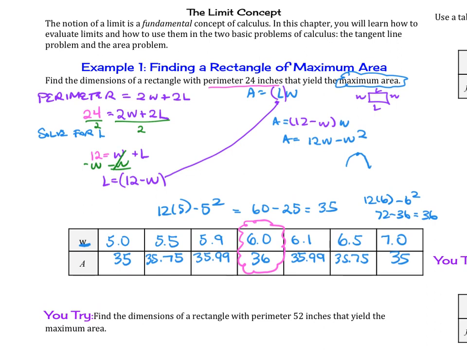And so we could write that in limit notation. The limit of the area as the width approaches 6, and we could plug in that formula, the limit as W approaches 6 of 12W minus W squared is going to be 36. And so really what we're trying to find is just the dimensions that yield a maximum area, and that is going to be 6 by 6 inches.